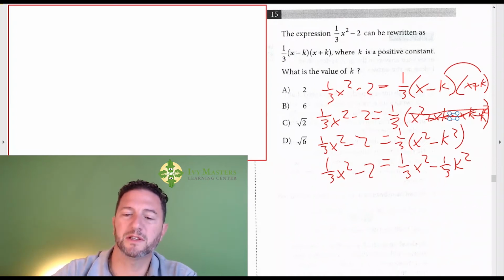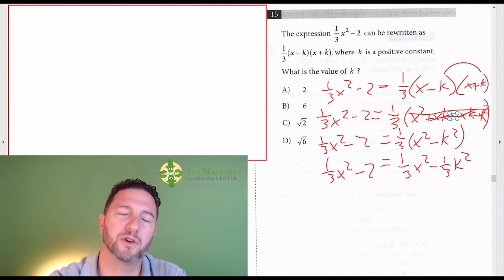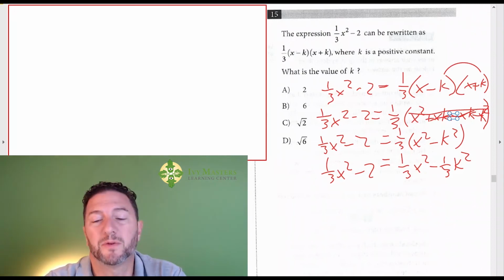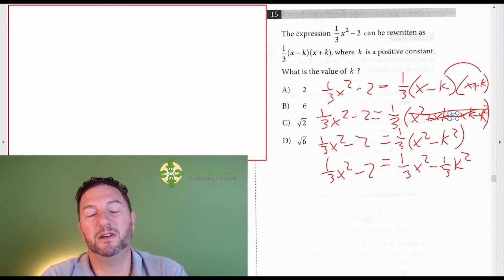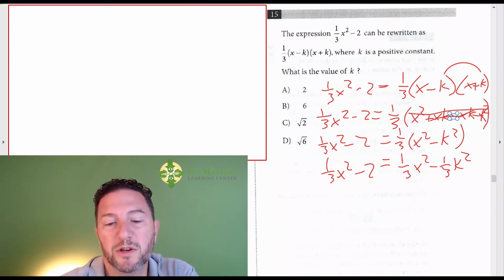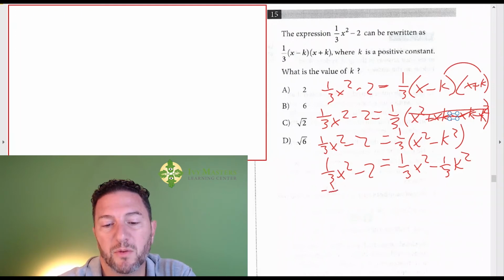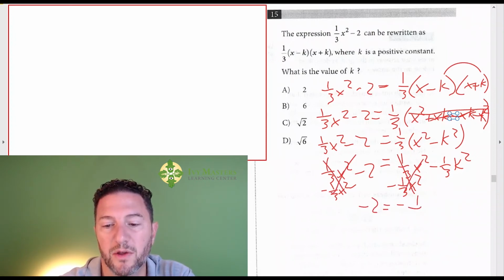And now notice, this one you could solve algebraically straight away. But a lot of times when you've got too many variables in an equation, you've got to set the parts equal to each other. This one you could straight solve if you subtracted 1/3 x squared from both sides. That would cancel. That would cancel. You get -2 equals -1/3 k squared.